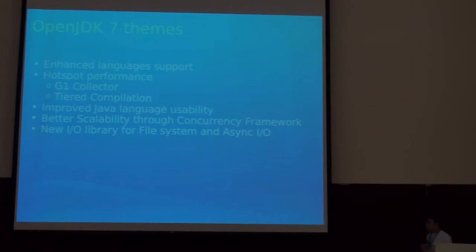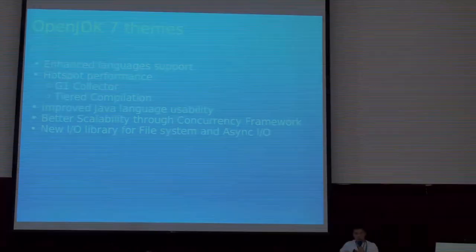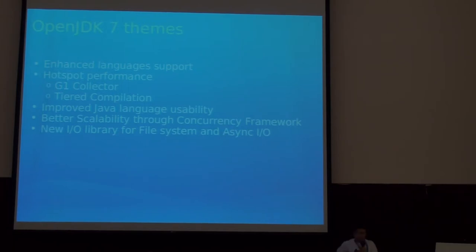Okay, so what are the JDK 7 themes? Obviously it's a major release since 2006, 2005 when JDK 6 came out. In fact, there's nothing really revolutionary in Java 7. However, it fixes quite a lot of annoyances with Java. It's got enhanced language support for dynamic languages. Over the last five or six years, there's been a slew of languages. There are loads of languages that have started running on the JDK.